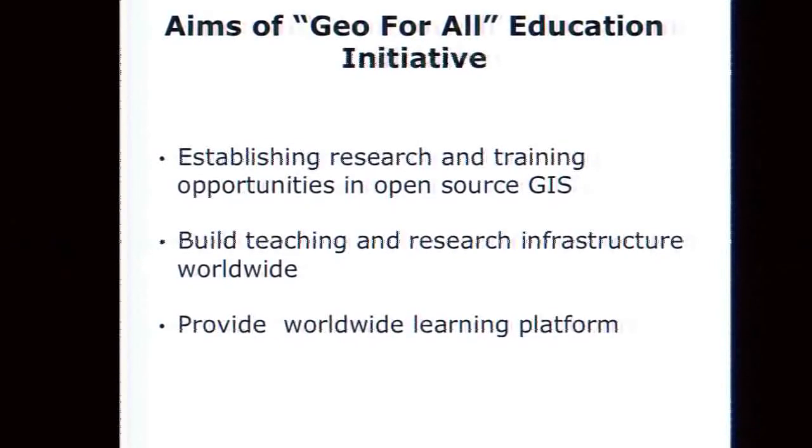So we had 3 key aims when we started on this education initiative. One was to establish research and training opportunities in open source GIS. The second was to build a teaching and research infrastructure worldwide. And the third was to provide worldwide learning platforms. These were the main things we have been working on for the last 2 years.